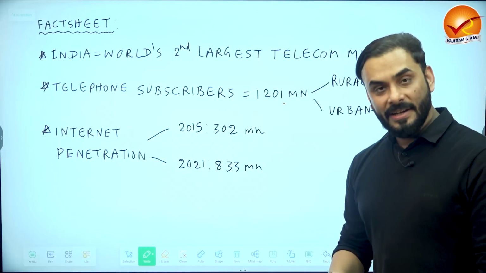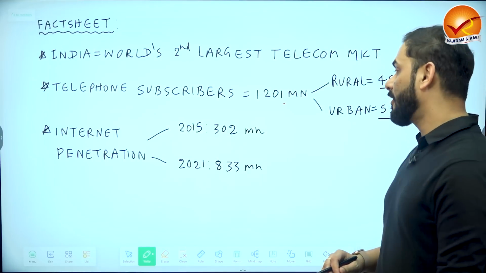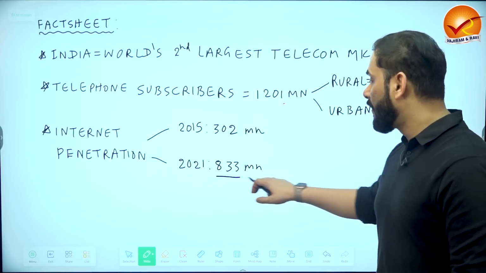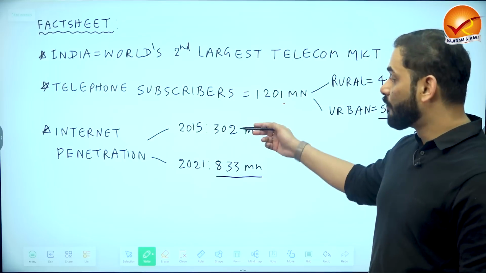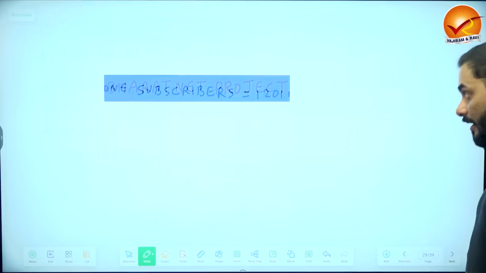Now, let's look at internet penetration. In 2005, how many people were using internet in India? 302 million people. Now, in 2021, 833 million people. Look, it has more than doubled, isn't it? So it's a huge penetration, internet penetration.